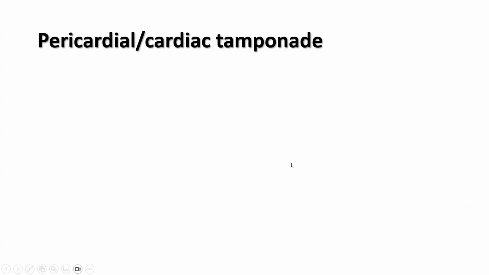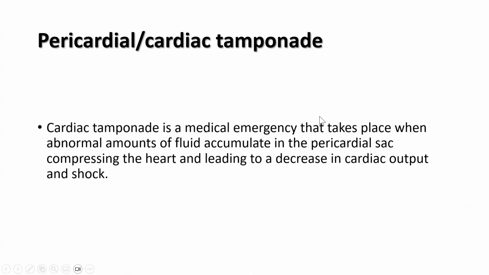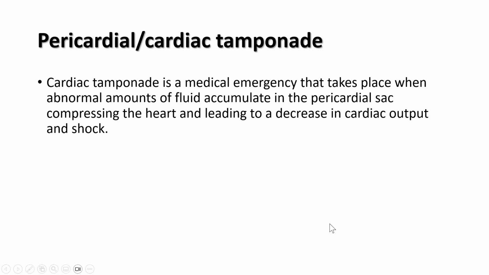Finally, pericardial or cardiac tamponade. It is a medical emergency that takes place when an abnormal amount of fluid accumulates in the pericardial sac. Pericardial sac means pericardial cavity, compressing the heart and leading to a decrease in cardiac output and shock. That means normally we know 300 ml of fluid is present in the pericardial cavity. If the amount increases, then it is called pericardial effusion.